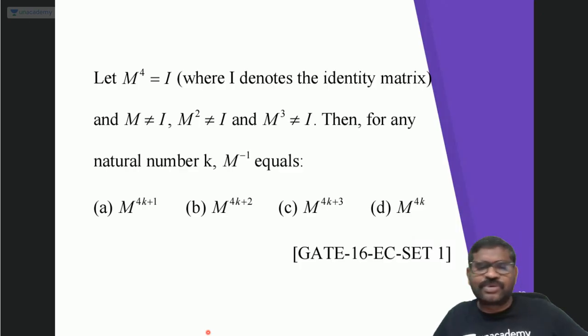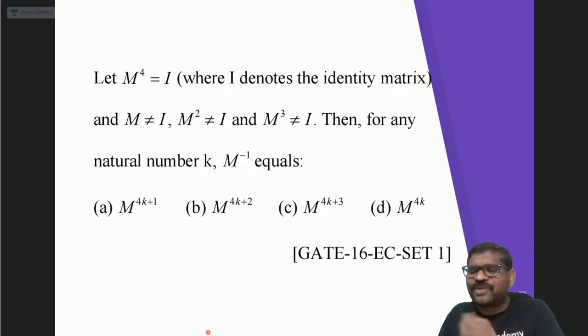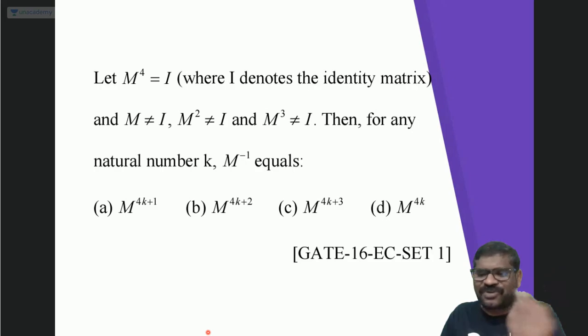Now come to the problem. M power 4 is identity matrix. M is not identity matrix. M square is not identity matrix. M cube is not identity matrix. Then for any natural number k, M inverse equal to... In the alpha problem the rows are proportional. That's why the alpha value is 1. That is over.